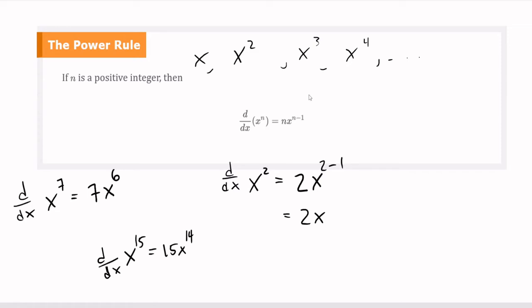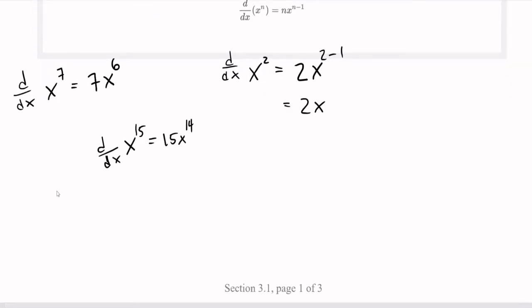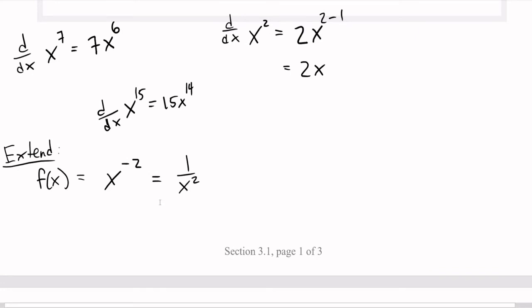Right? This can be extended, though, past positive integers to many other numbers. So we can extend this past the positive integers. So let me give you an example. Let's let our function f of x be, so let's extend this, x to the negative 2, which is really just 1 over x squared. Now, if you see this, and you'll see this a lot, we can rewrite it algebraically in this form. This is key, really important idea going forward.